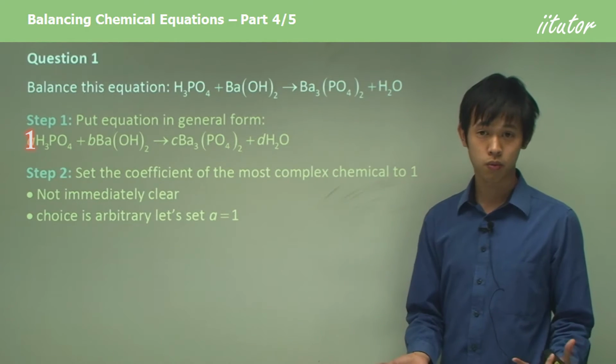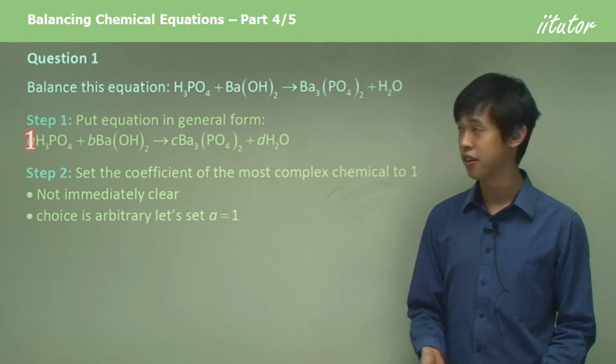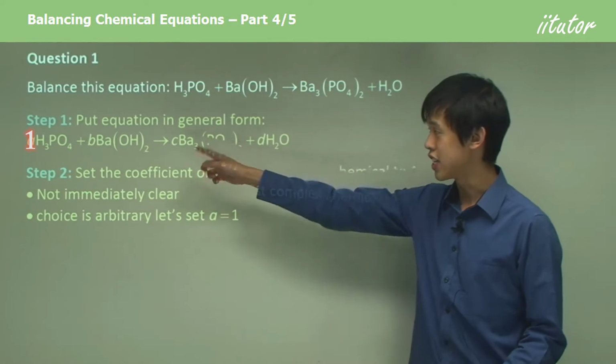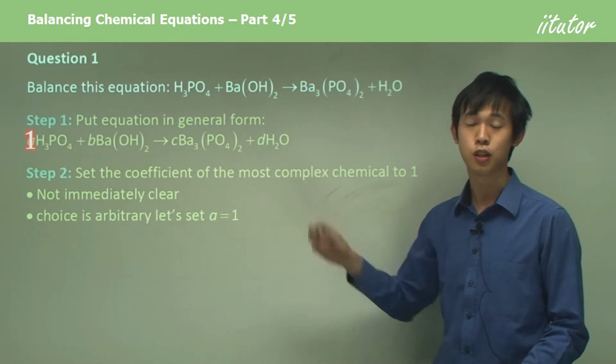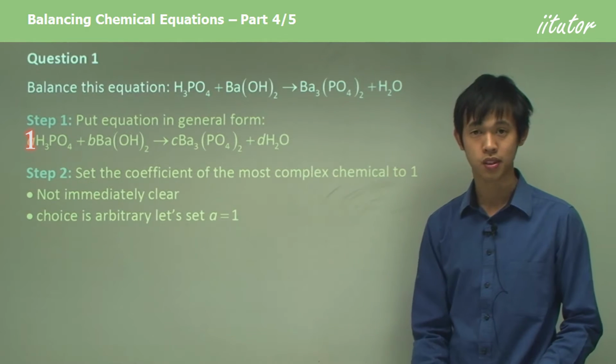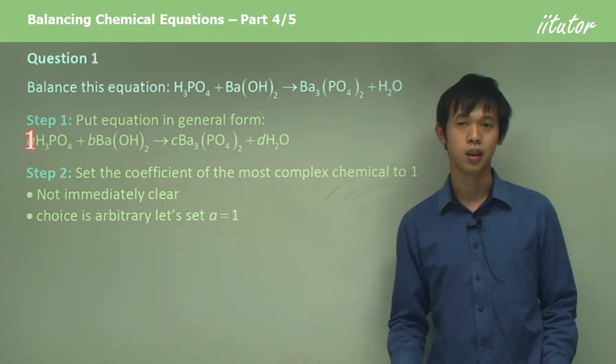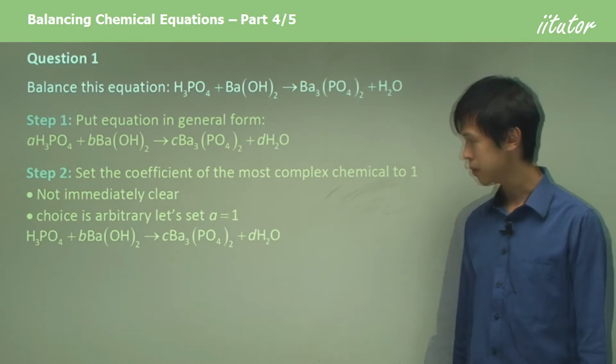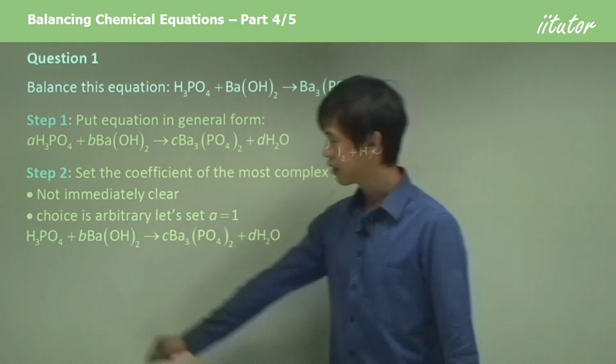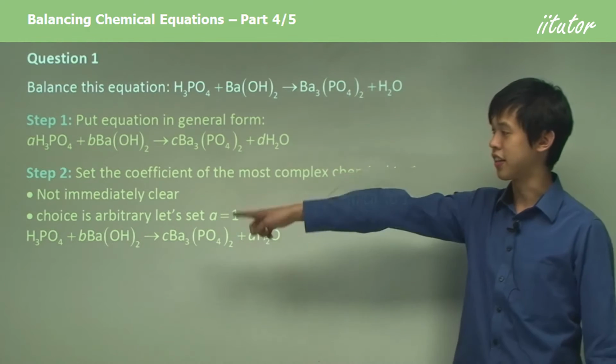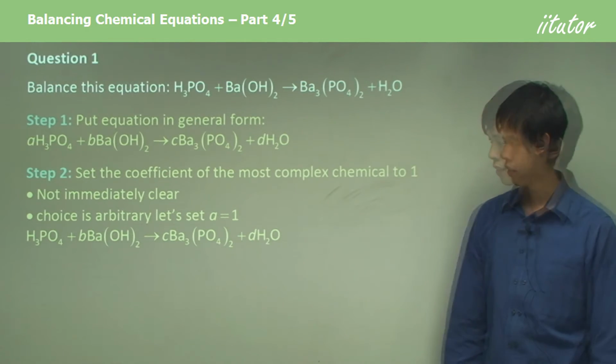As maybe a homework exercise for you to do on your own, try setting each of B, C, D to be 1, and then work through the rest of the steps that way, and you'll get the same sort of answer. So, if I set A equals 1, this is our equation. You can see that A has become 1.